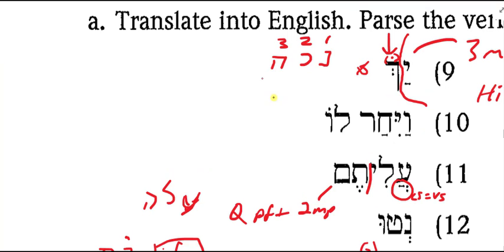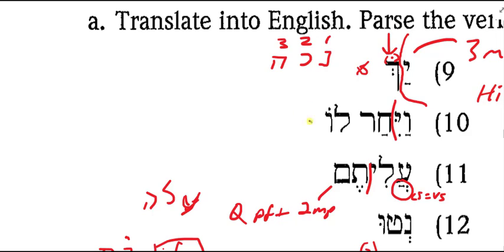Now let's real quickly look at number 10 here. I have vayikar lo. Vayikar lo. This is a WCI form, vav patach doubling dot in the yod. So I know that what I've got left are the root letters. This is either roots 1 and 2, or it's roots 2 and 3 and root 1 is missing.